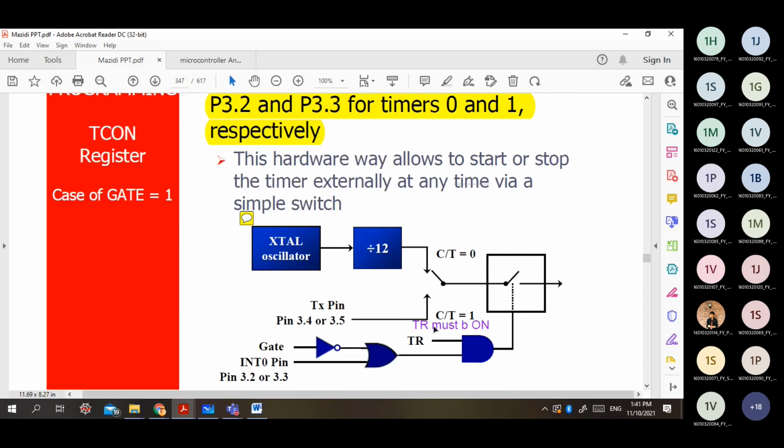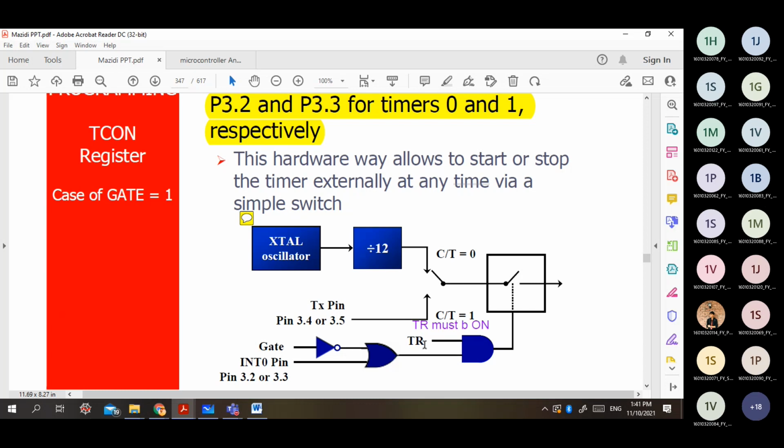So this is the use of the timer run. This is a TR. When the TR bit is equal to 1, it will put this particular switch down, and now your frequency will be applied to the timer. Then only will the particular timer run, which means it will start incrementing its count. Just like a stopwatch: when you press the button, it starts incrementing the seconds count quickly. So that will be done by this TR.